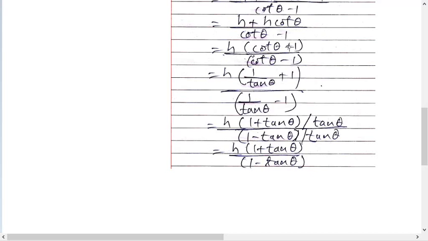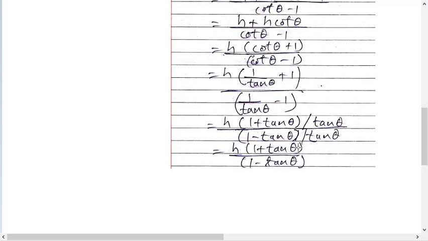So H into cot theta plus 1 upon cot theta minus 1, convert this to tan. So H into 1 upon tan theta plus 1 upon 1 upon tan theta minus 1. Solve this, tan theta gone, 1 plus tan theta upon 1 minus tan theta. Therefore, the answer is H into 1 plus tan theta upon 1 minus tan theta.